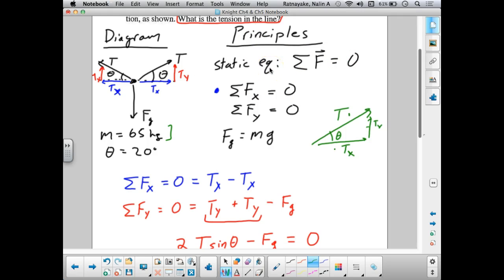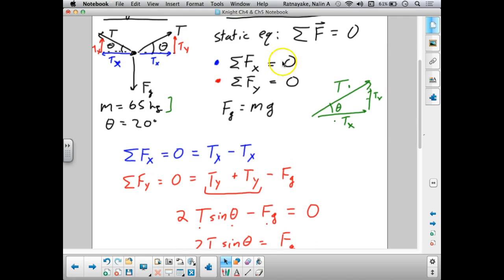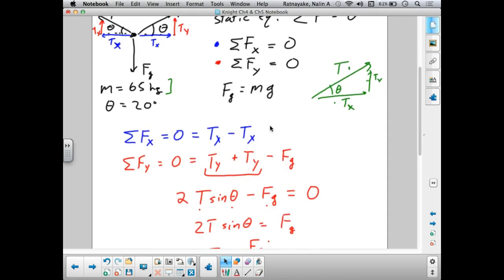I made some statements of principles. I know that if this is in static equilibrium, then the sum of all the forces should add up to zero, which means both of my components, Fx and Fy, should be zero. I did Fy in red. Let's put a little red dot there. I knew that I could split up any vector into its components that are perfectly in the x direction, perfectly in the y direction, and that weight is equal to mass times the acceleration due to gravity.